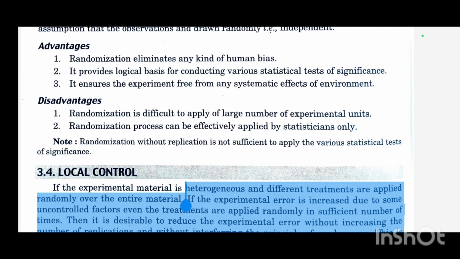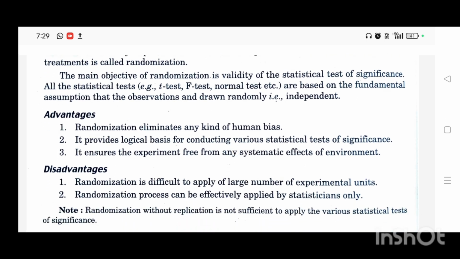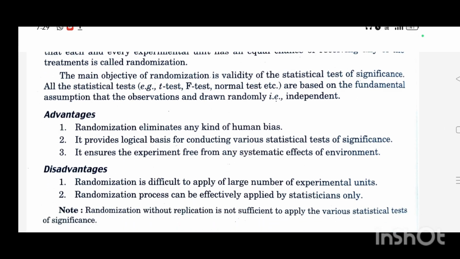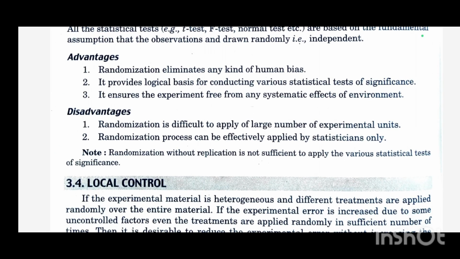Next, the advantages of randomization. Randomization eliminates any kind of human bias. It provides a logical basis for conducting various statistical tests of significance. Next, coming to the disadvantages, randomization is difficult to apply for a large number of experimental units. The randomization process can be effectively applied by statisticians only.